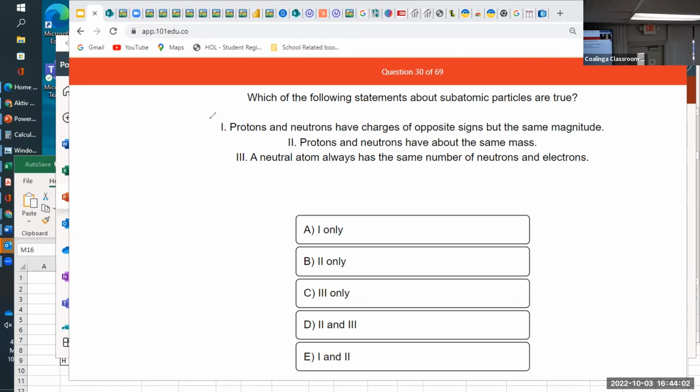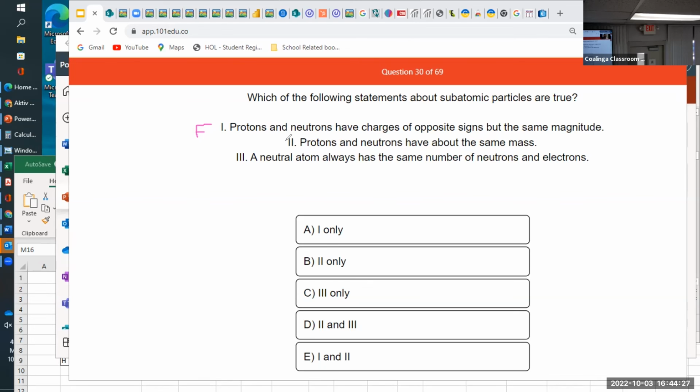Okay, so is the first statement true or false? We have false over here, we have true over here. How many of you say the first one is true? Raise your hand. Protons and neutrons have charges of opposite signs but the same magnitude. That is not right. Okay, so that one is false.